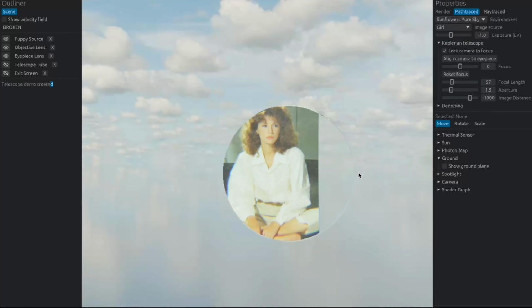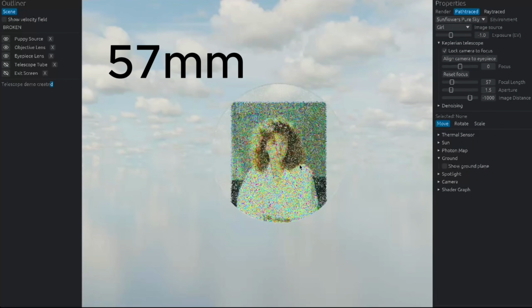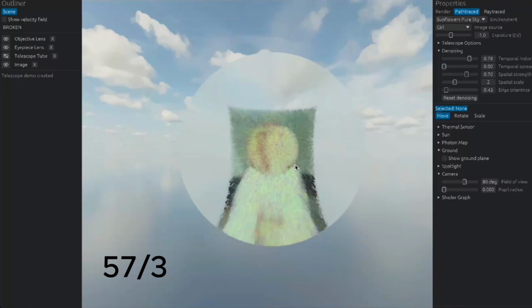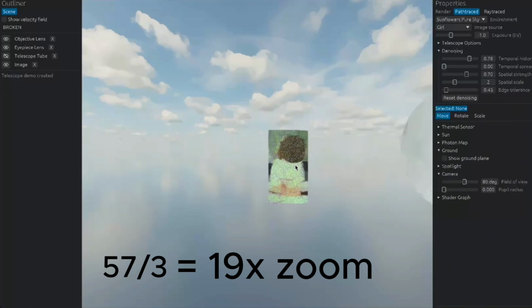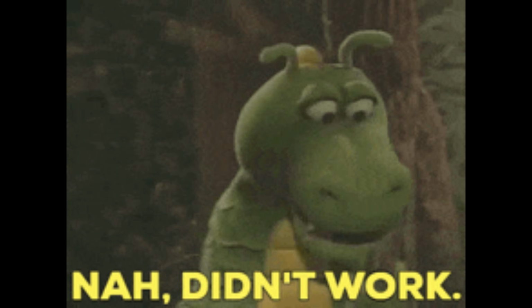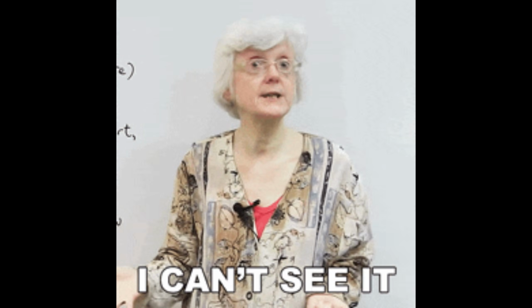Our objective lens has a focal length of 57 millimeters, and our eyepiece is 3 millimeters, so we can see that our magnification is 57 over 3, which is 19 times zoom. So the basic telescope worked. The problem was that 19 times zoom is nowhere near enough to see anything small on the moon.